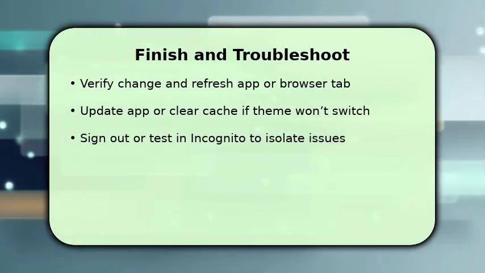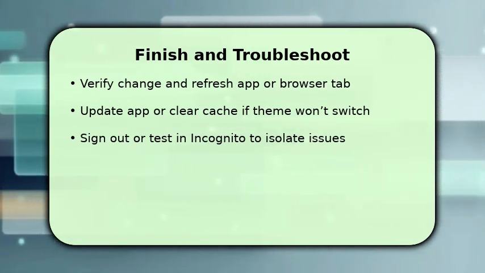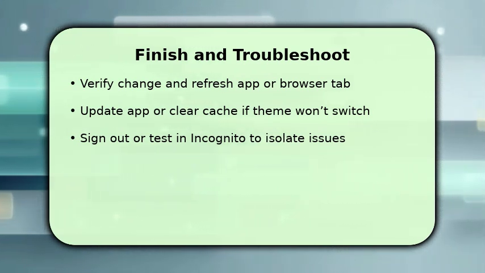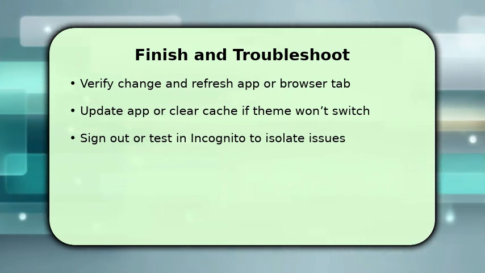If the theme didn't change, make sure your app is up to date and clear the cache or site data, since stale settings can persist. Once done, try signing out or opening an incognito/private window to see if a profile-level preference is forcing dark mode. If problems persist, reinstall the app or check system theme settings.